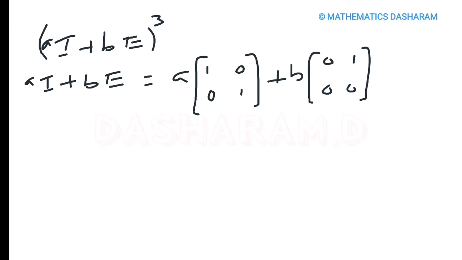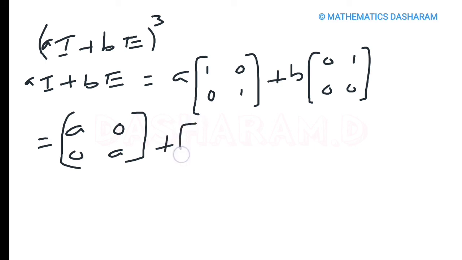So first find out the LHS, that is (AI plus BE) whole cube. The whole cube is not possible right now, that is why first I am finding the AI plus BE value. So here AI means A into I plus BE, B into matrix E. So A multiplied inside is A 0 0 A, plus B multiplied inside is 0 B 0 0.